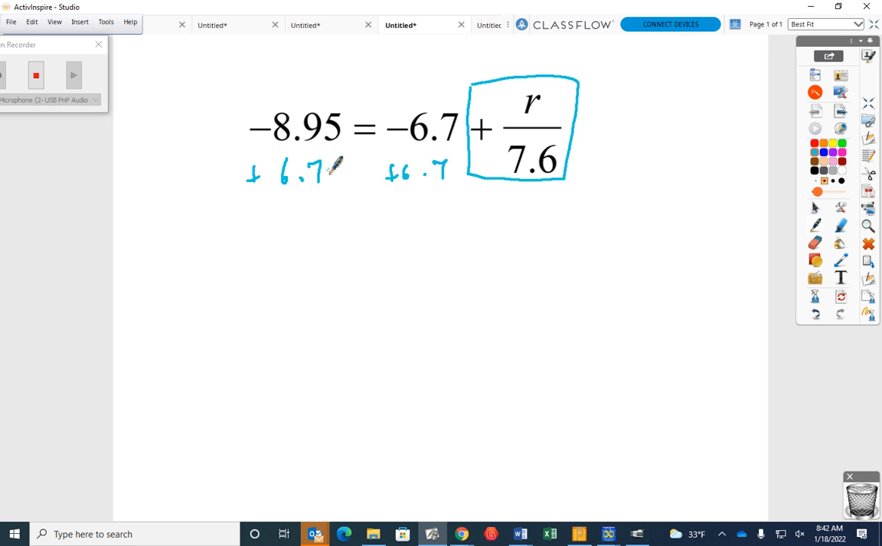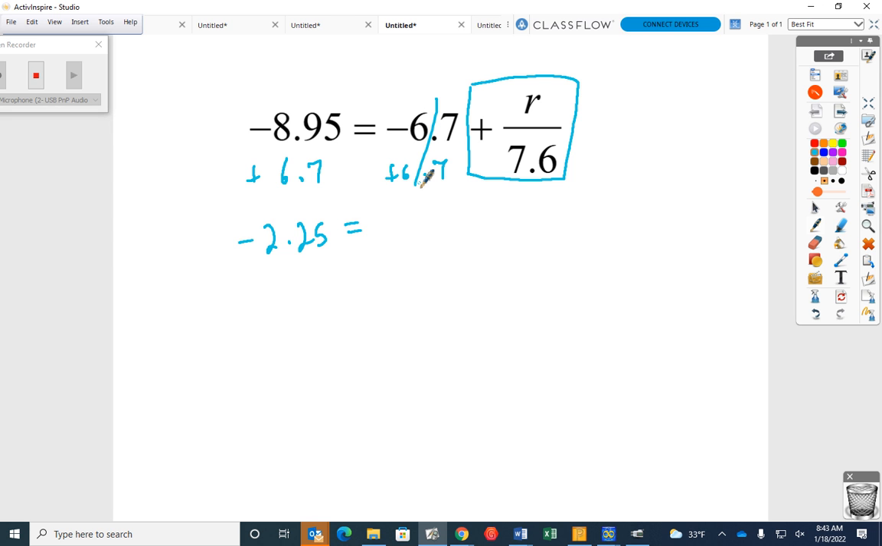Now, there's a button on your calculators. You see down at the bottom where it has a plus minus right here? That's how you make a number negative. So you put in an 8.95, then you press that button and you'll have a negative sign in front of it. Do you see it? Now, from that, we're going to add 6.7. And tell me what you get. Negative 2.25.